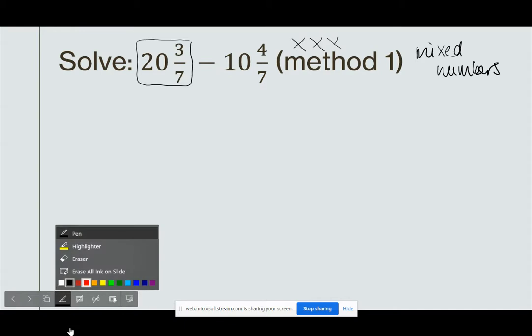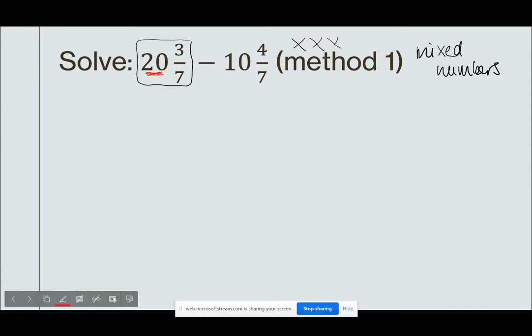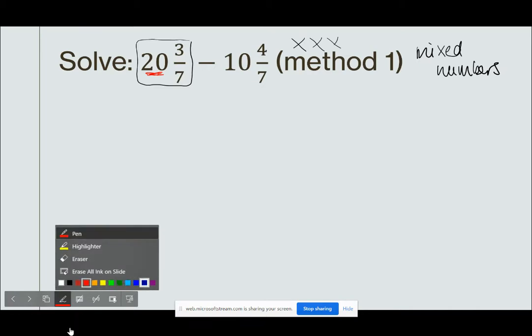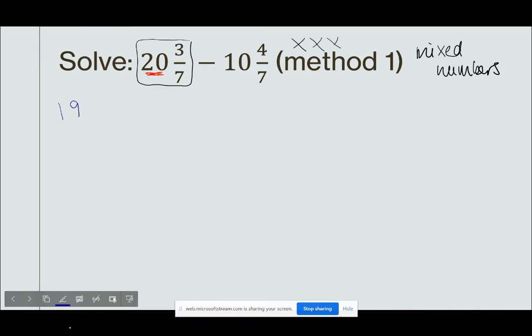So from this whole number here, from this 20, I'm going to borrow 1. Okay. So I'm going to borrow 1. Now it's going to be 19. I'm going to use a different pen color here. It's going to be 19. And then I borrowed a 1. I'm going to borrow 1 from that. So what 1 looks like in terms of 7, if I want to write 1 as a fraction with 7 on the denominator, I have to write 7 over 7 because any number divided by itself is actually just 1.